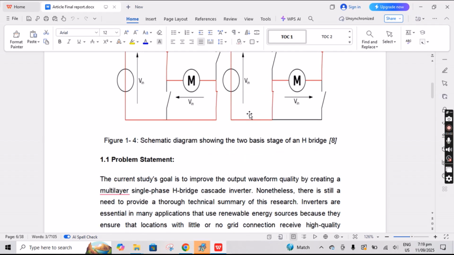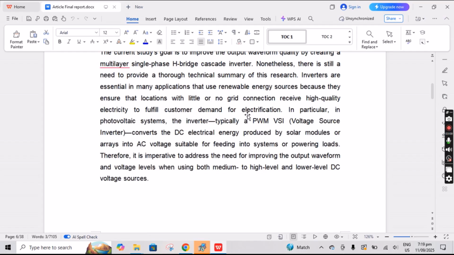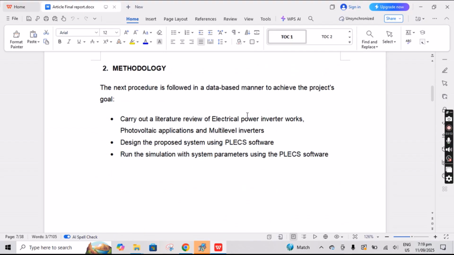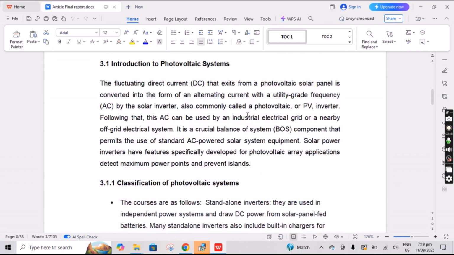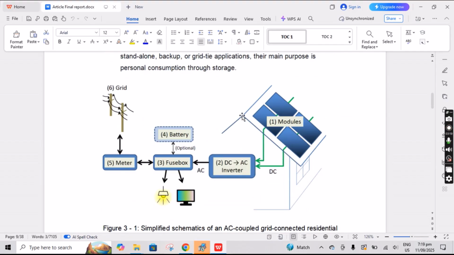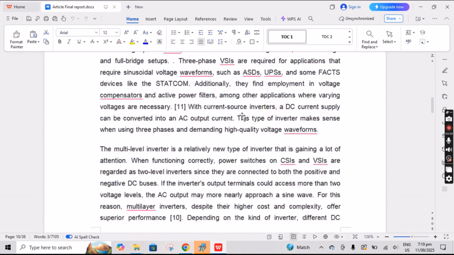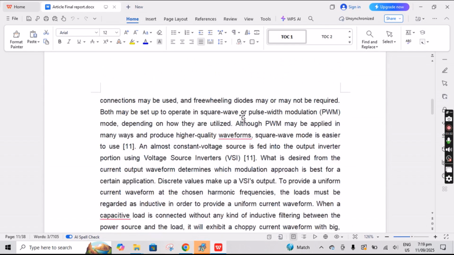In the problem statement I have written the complete problem statement for the multi-level single-phase H-bridge cascaded inverter. The methodology is written here. In the literature review, I have entered the complete literature review, covering the grid, meter, fuse box, battery, DC-AC inverter, and DC modules. Everything is explained in this section.